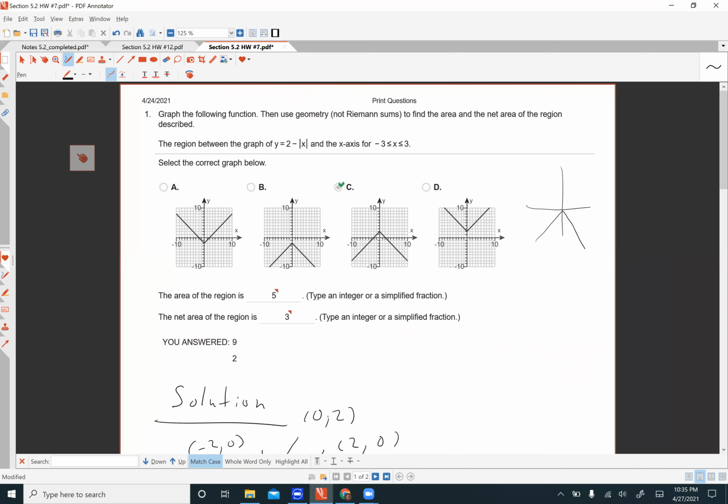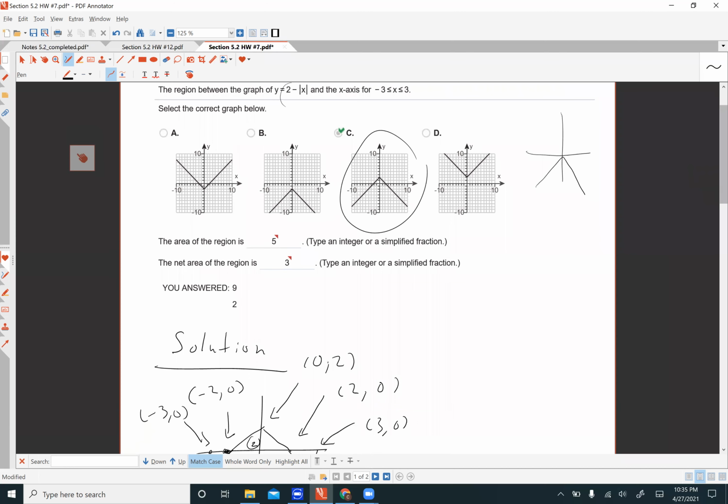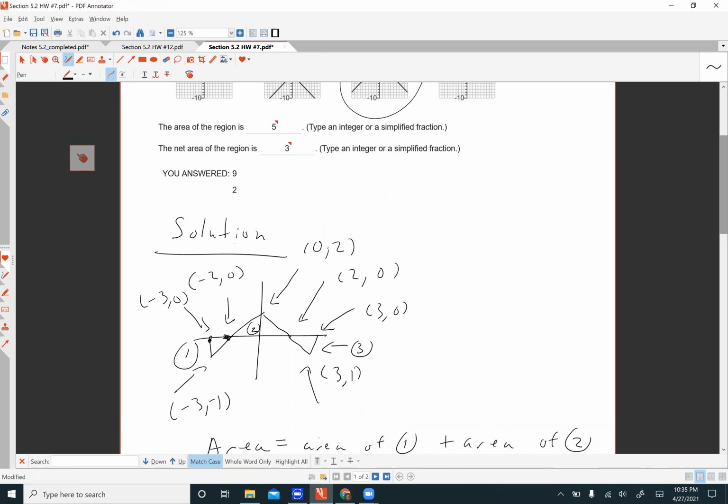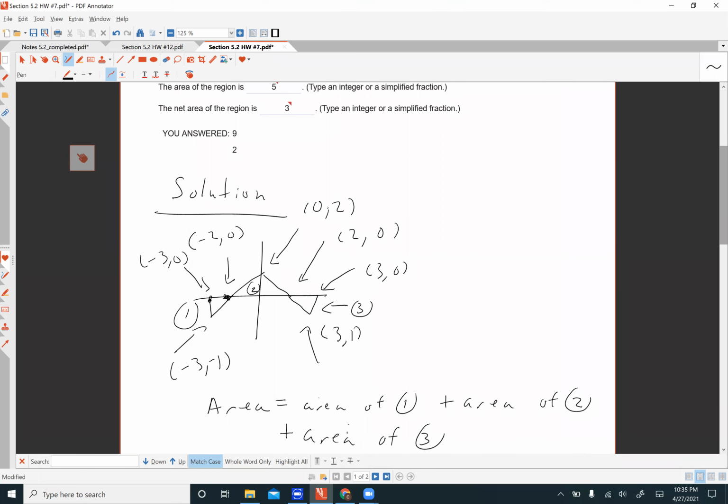So it can't be A and B because it's an upside down V, and in this case we're shifting it up by 2. So it has to be this graph right here. If you want to find the area, we're just going to have to look at the graph and break it up into appropriate pieces. So we're going from -3 to 3. In this case, it was broken up into three triangles. Triangle 1 and triangle 3 actually have the same area.